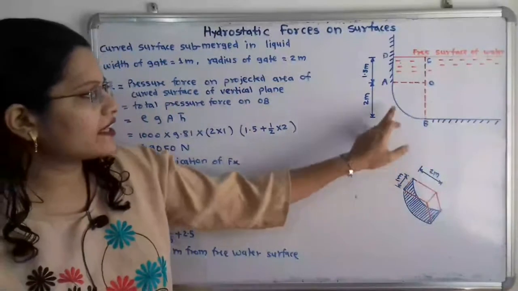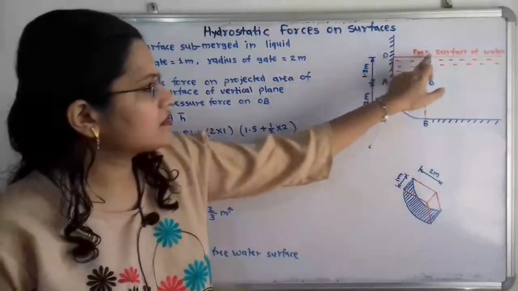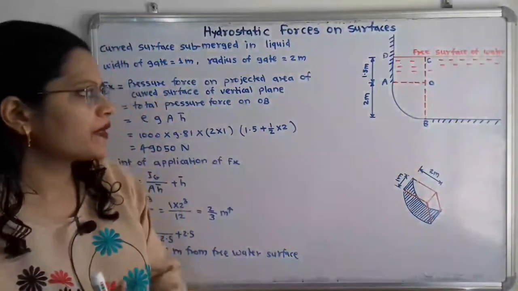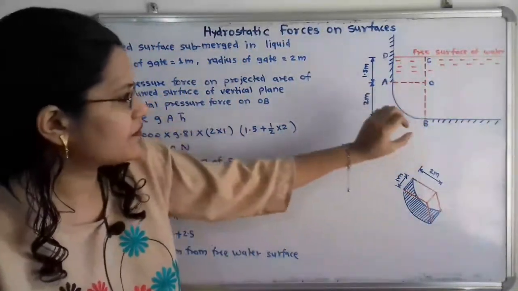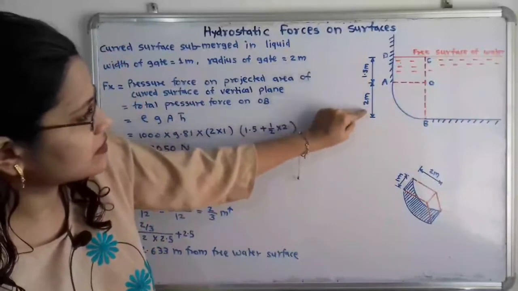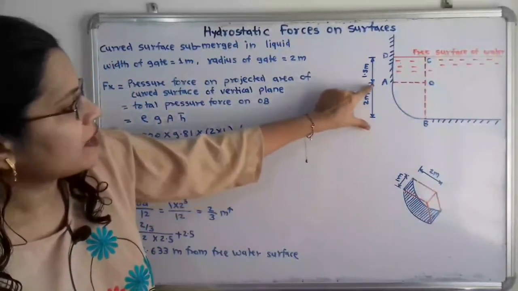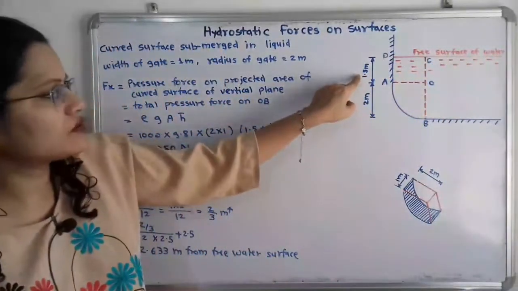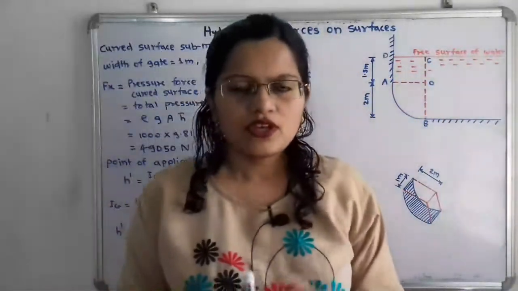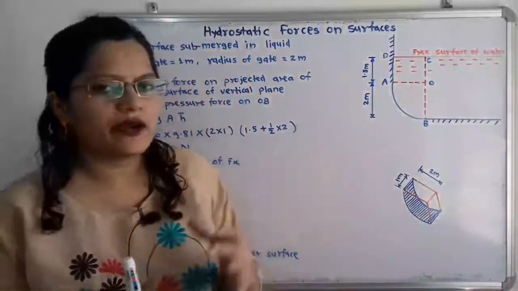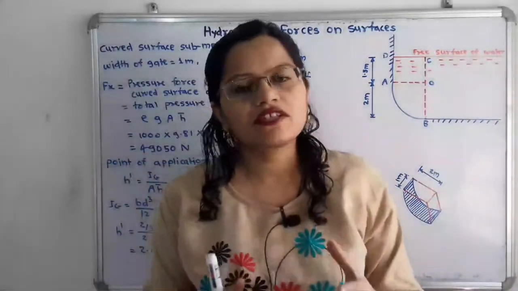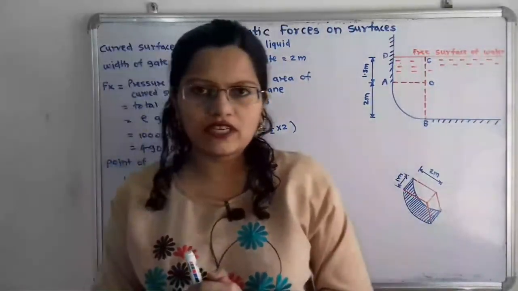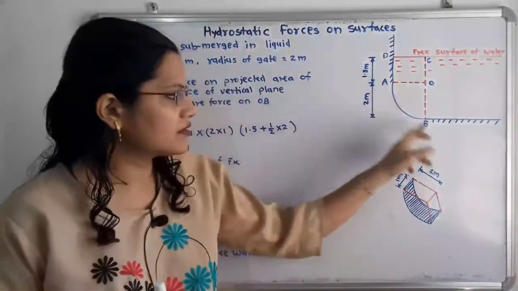Here this diagram is given, where this is the free surface of water and this is the curved surface AB. For this curved surface AB, the vertical distance is given, that is 2 meter, and on that curved surface there is a water level up to a distance of 1.5 meter. So this is the given diagram, and the question is that we have to find the components of force acting on this curved surface.